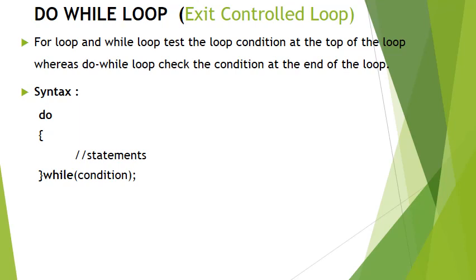See the syntax of the do while loop. Initially you have to give a do statement. After the do statement, you have to give the opening brace. After that, we have to give the block of statements to be executed. And after that, we will give the while statement and the condition within the braces.